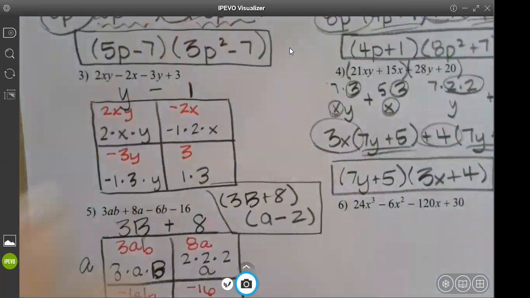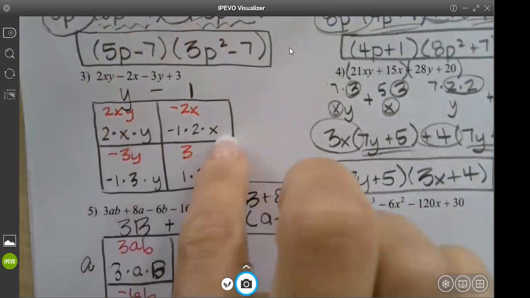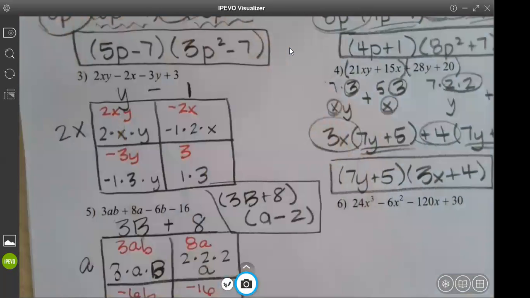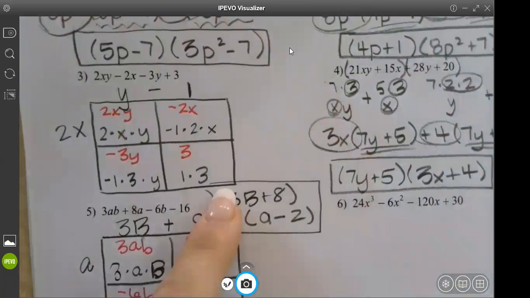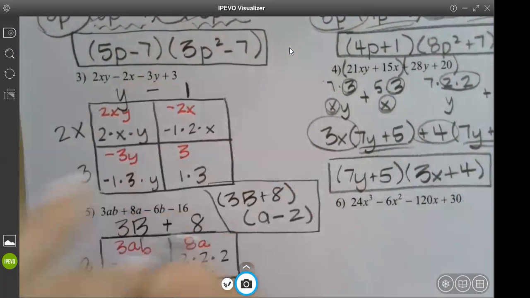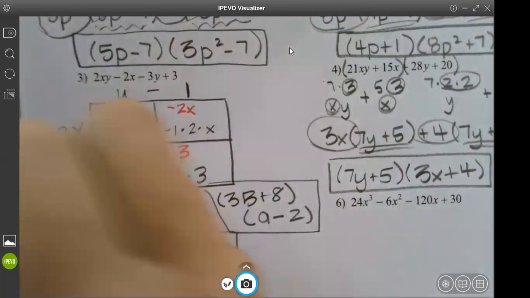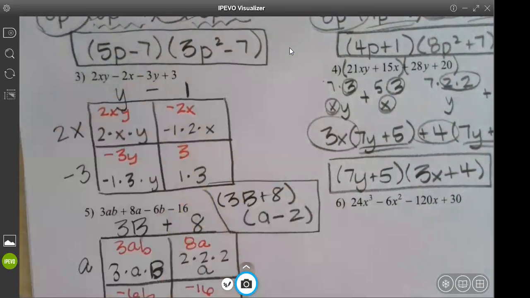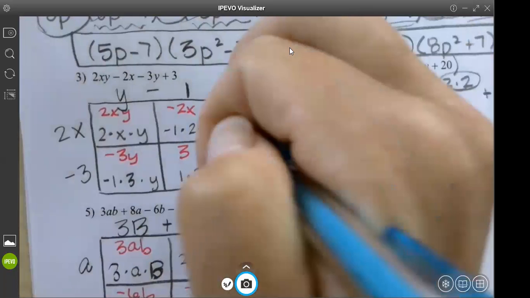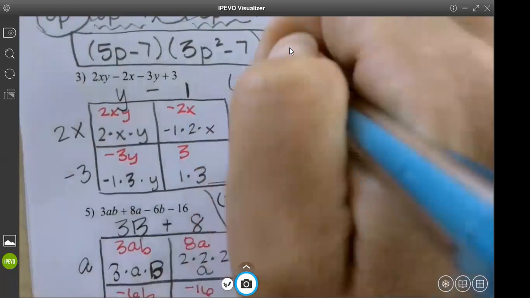Along the side, what's in common across? 2 and x. Okay. On the bottom, what's in common? A 3. What's this box say it should be? A negative here. A negative. There's your two factors. On the top, you had y minus 1, and on the side, 2x minus 3. That's your answer.